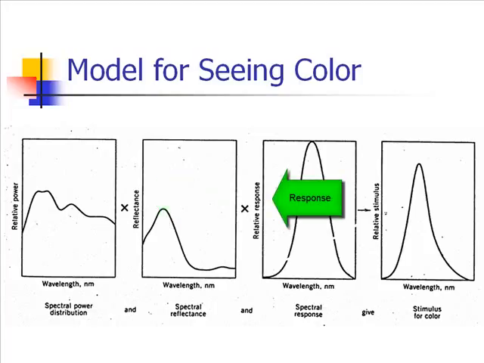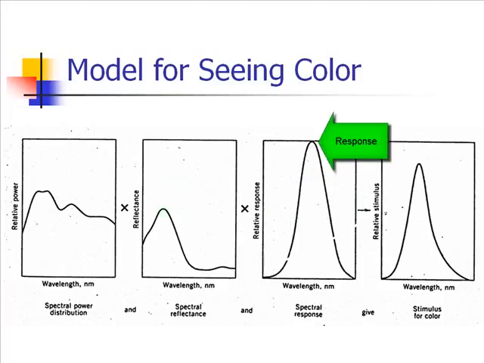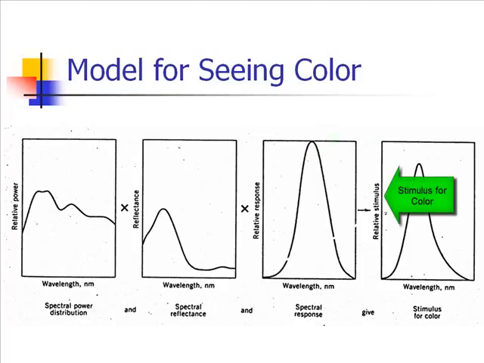The third graph is our relative response, or how our eye reacts to light. And we can see if we look up here in the middle of the graph, it's much more sensitive to light of that wavelength than the ends of the graph. That happens to be the green region of the spectrum. So we actually see green light better than we see red light or blue light. And then finally, we have the stimulus for color that represents how we see the color in our brain.